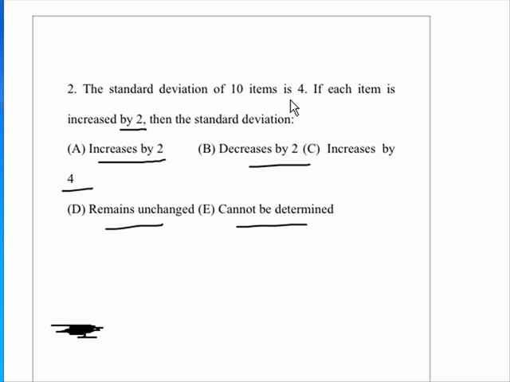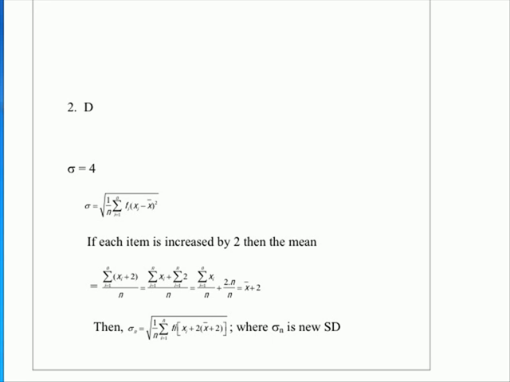Now if you remember, standard deviation is essentially the concept of how far away from the mean each value in the set is. So if all the values of the set increase by 2, then the difference from the mean would be pretty much the same as it originally was. So conceptually, the standard deviation should really remain unchanged. But let's have a look at the solution. So the answer is indeed D, which remains unchanged.